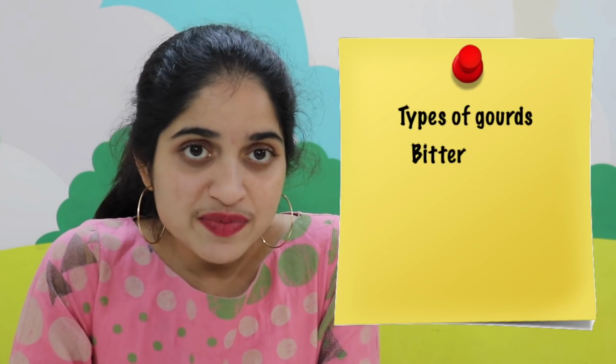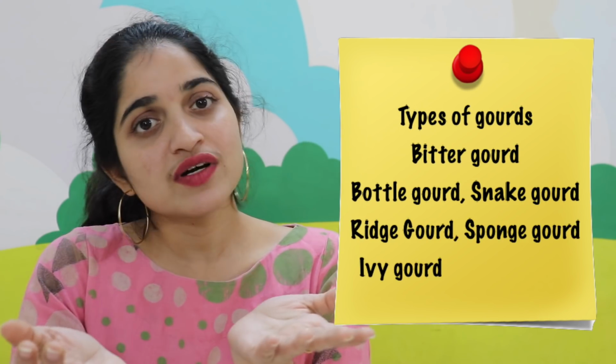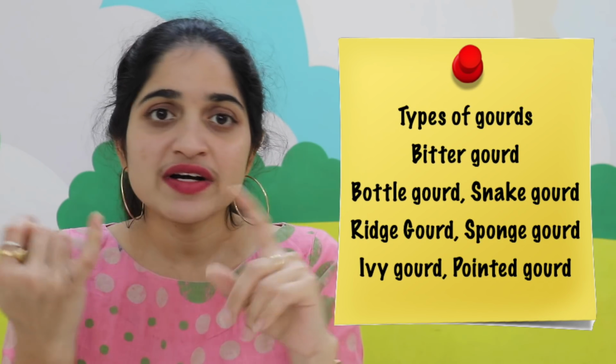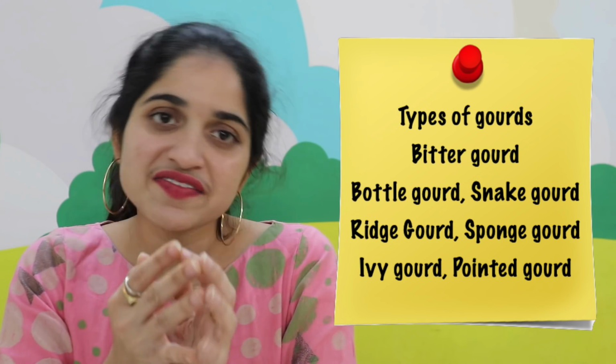Next comes the different types of gourds. They again should be able to name at least 7 to 8 different types of gourds like the bottle gourd, bitter gourd, pointed gourd, snake gourd, ridge gourd, ash gourd, apple gourd, ivy gourd, angular gourd. These are all the different types of gourds.